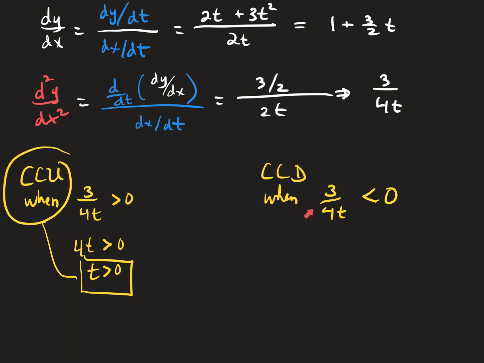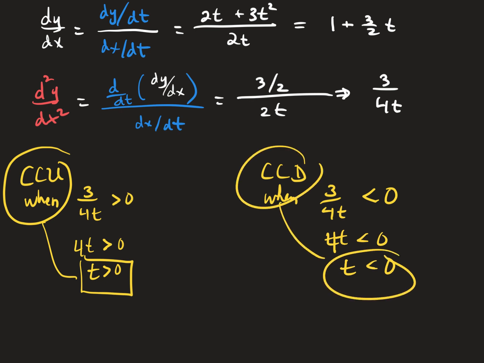And when is this negative? When the denominator is negative. So 4t would have to be less than 0, so t would be less than 0. Concave down when t is less than 0. Yeah, I think that does it.